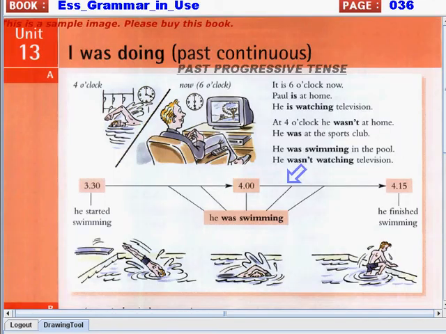Today we will discuss a new lesson and it's about past continuous tense. Past continuous tense. As you know, past continuous tense is also known as the past progressive tense. For example, I was doing. So, what is a past continuous tense and how do we use it?